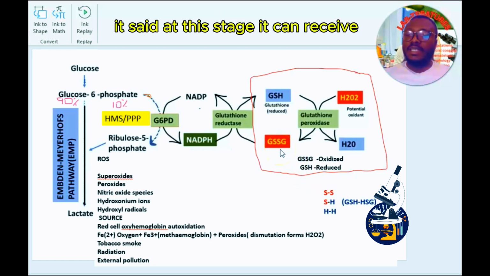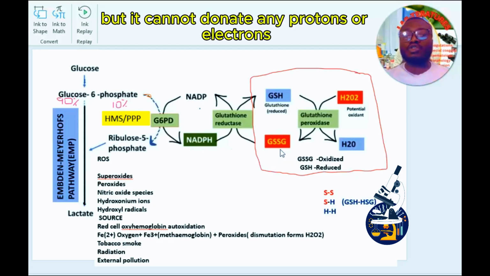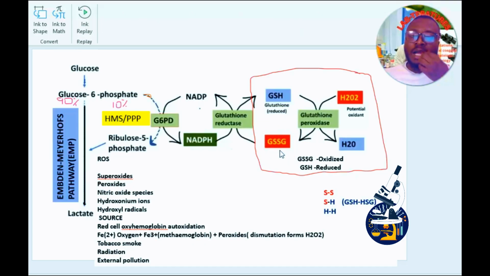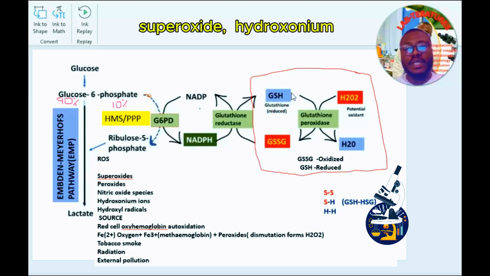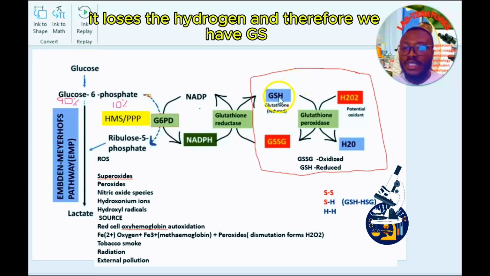So at this stage, it can receive, it can bind to, it can accept, but it cannot donate any protons or electrons. So that is the GSSG that we have here. Now, when this GSH reacts with hydrogen peroxide, superoxide, hydronium, nitric oxide species, like a reactive oxygen species, it loses the hydrogen, and therefore we have GS.